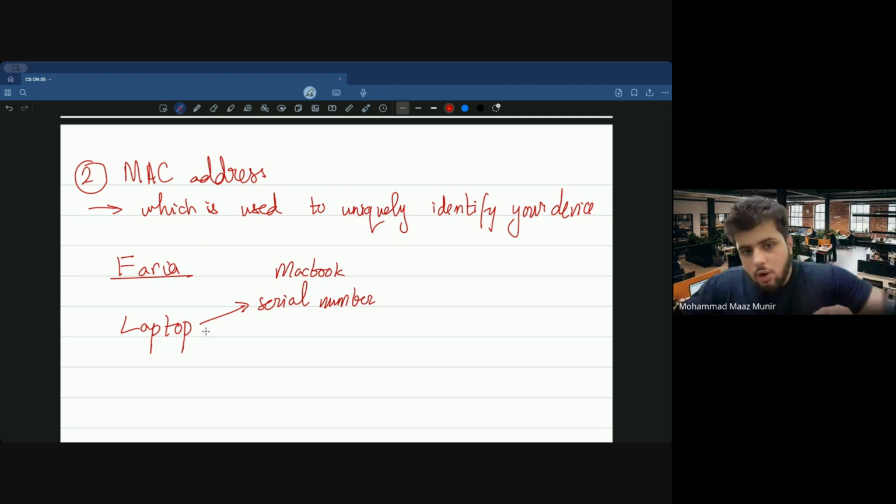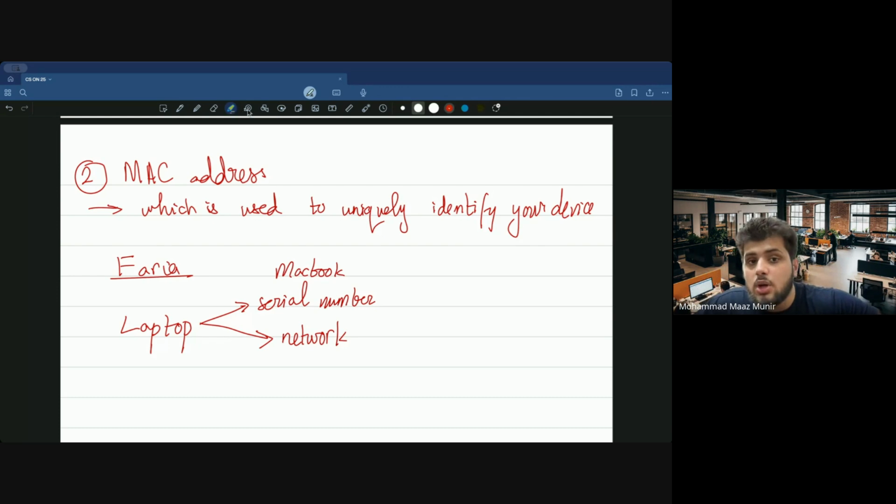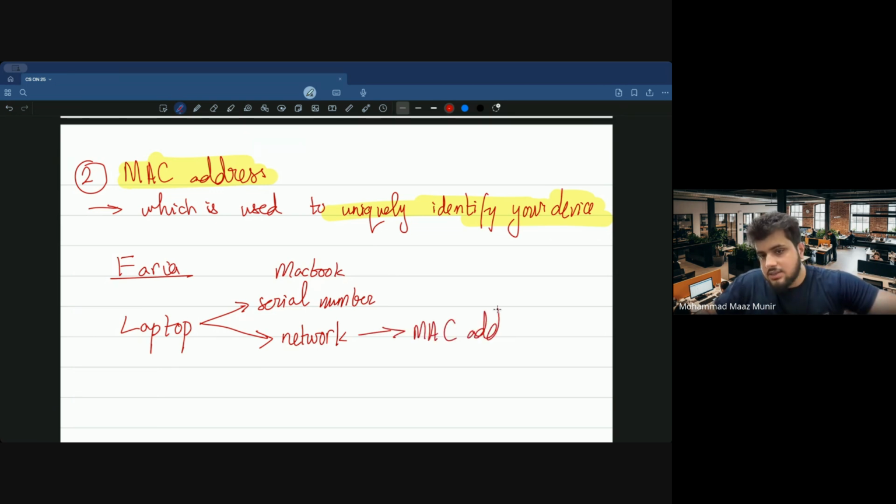But when we talk about the internet, when we talk about a network, there is another number which is unique to your computer, and that is basically used to identify your device. That number is known as your MAC address. So MAC addresses are basically numbers.